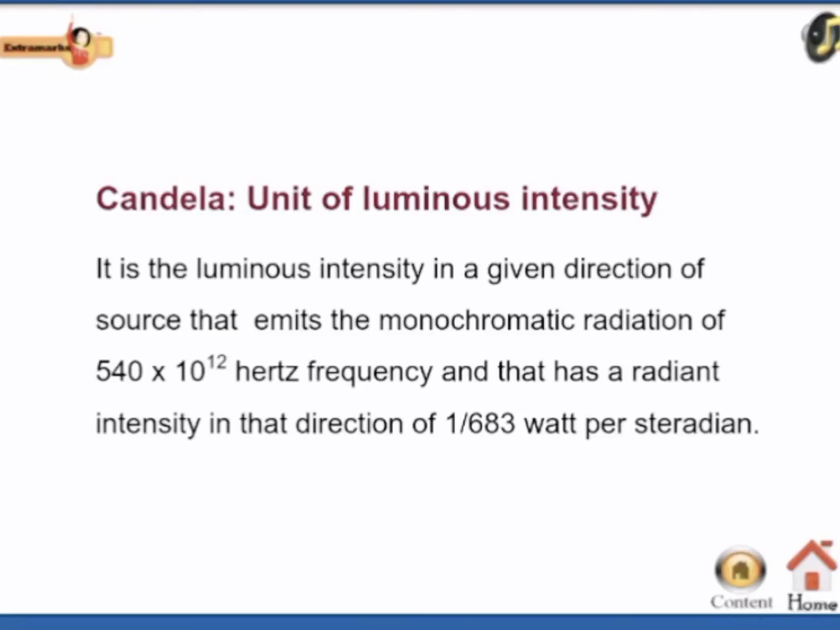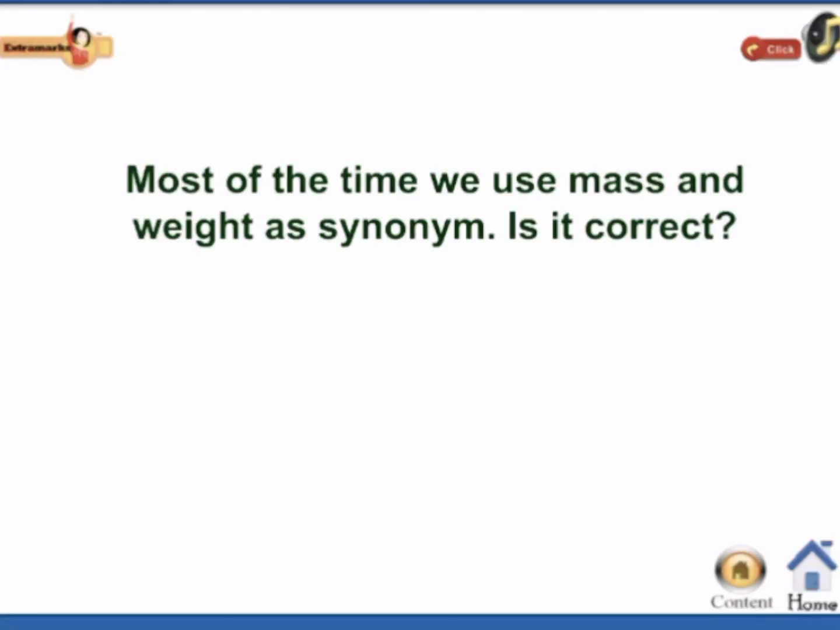The unit of luminous intensity: it is the luminous intensity in a given direction of source that emits the monochromatic radiation of 540 into 10 to the power 12 Hz frequency, and that has a radiant intensity in the direction of 1 upon 683. Most of the time we use mass and weight as synonym. Is it correct?